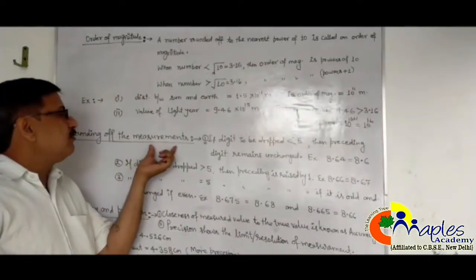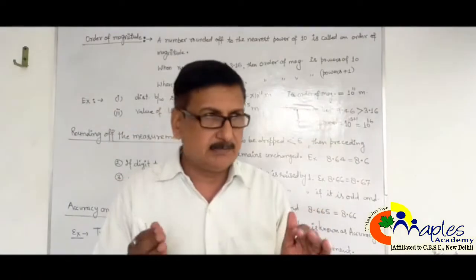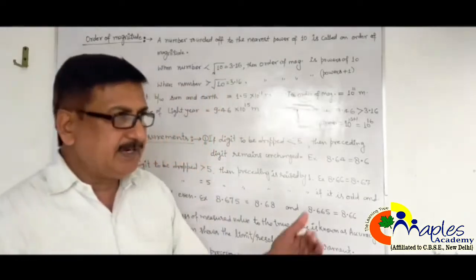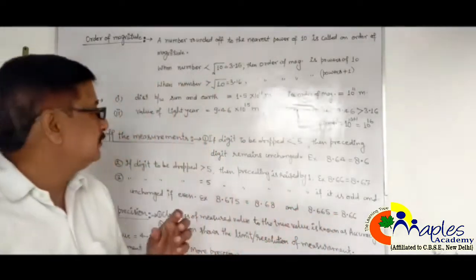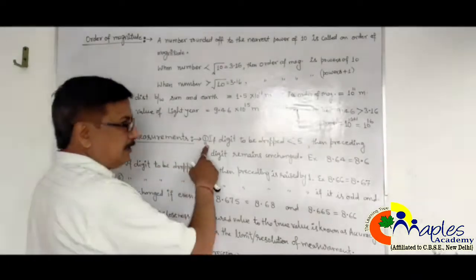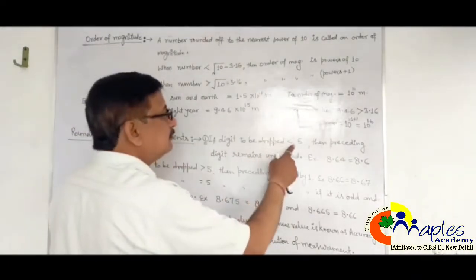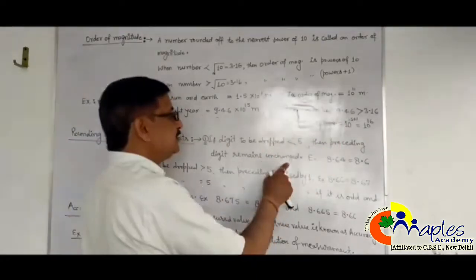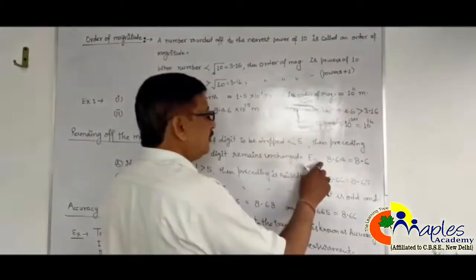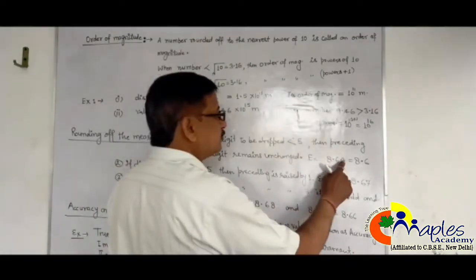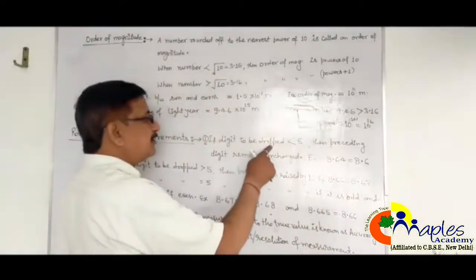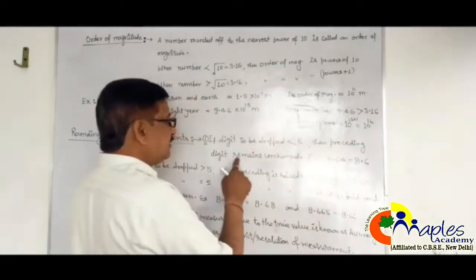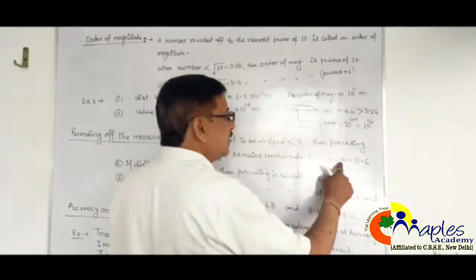Our next topic is rounding of measurements. When we take some measurements up to high resolution, with many digits after the decimal, then we need to round off. If the digit to be dropped is less than 5, then the preceding digit remains unchanged. Example is 8.64. The digit to be dropped is 4 and it is less than 5. So the preceding remains unchanged. So 6 remains unchanged, 8.6.